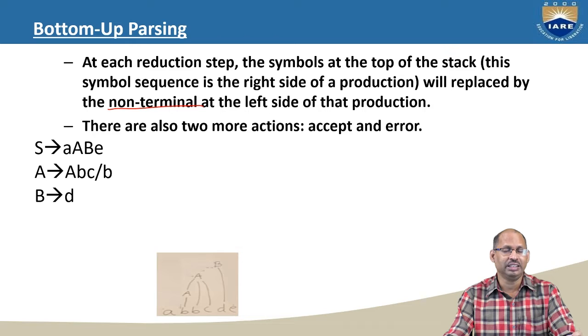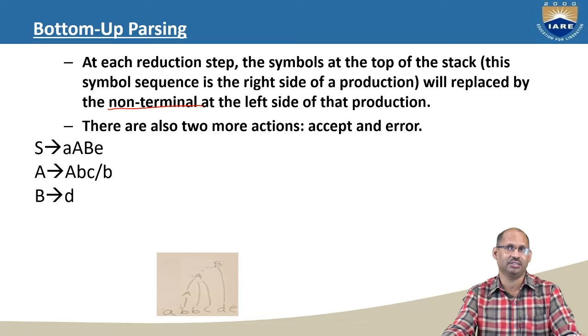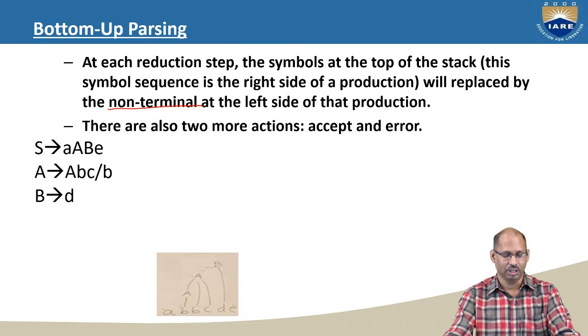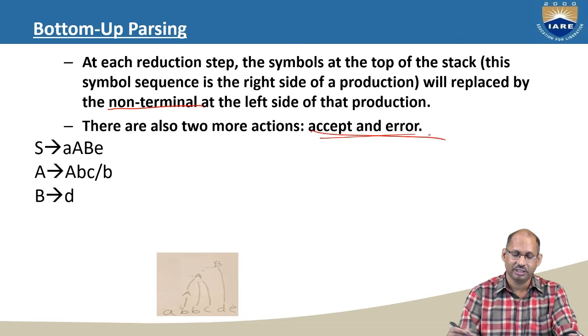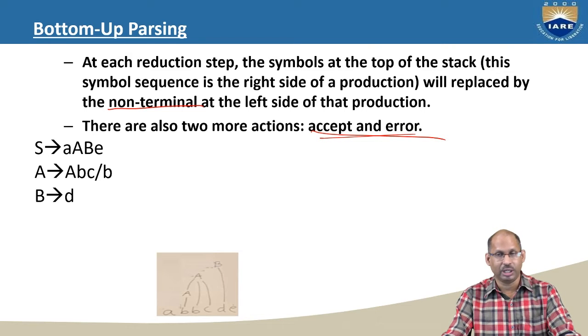The shift operation says to move the input symbol to the stack. The reduce operation verifies whether the symbols at the top of the stack match the right side of a production. If they match, then pop those symbols and push the left side non-terminal onto the stack. That is a reduction step. Two more actions are accept and error. Now we are considering some simple examples.